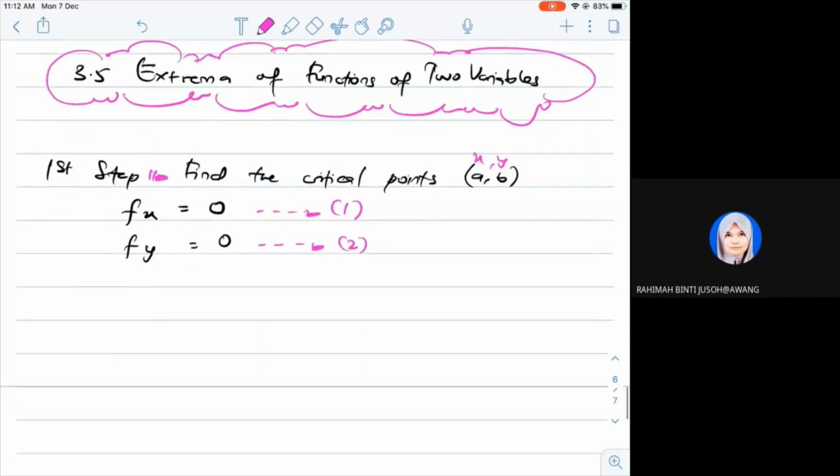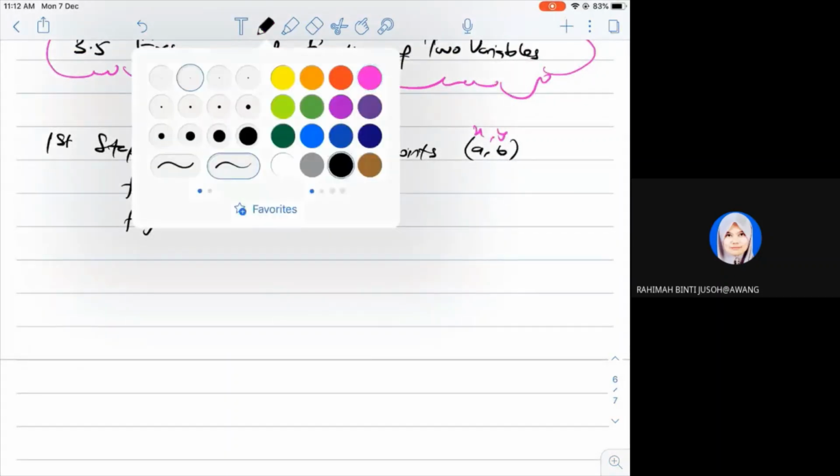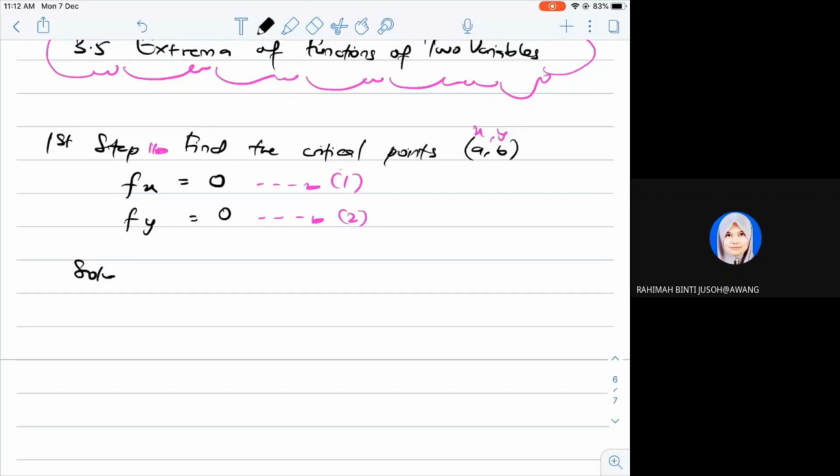Okay. So how do we find critical points? It is by solving equation 1 and 2 simultaneously.